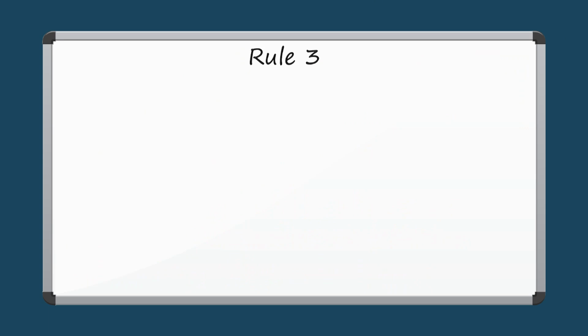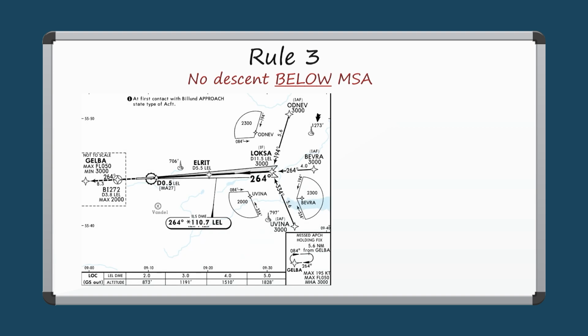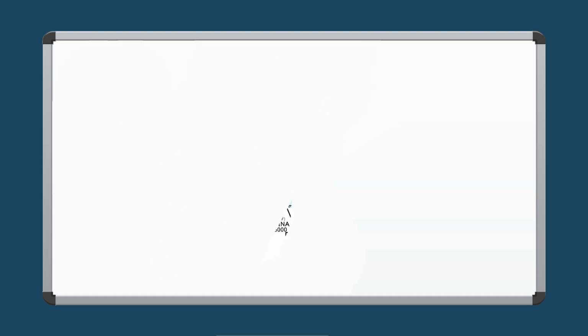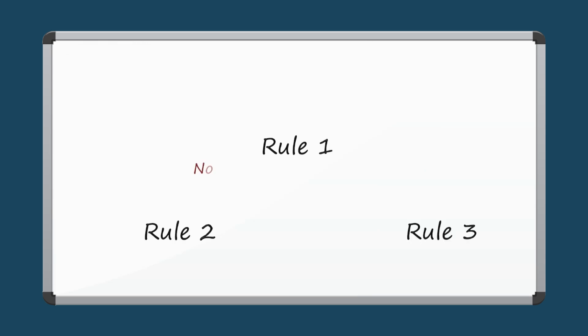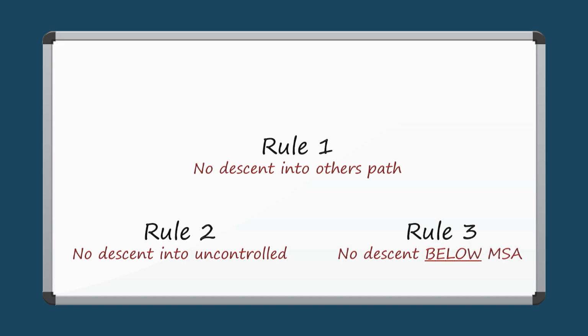Rule number 3. You may not descend airplanes below the MSA. Again, it is important to know how high your MSA is at your airport. 2,300 and 2,000 feet are your altitudes in this case, but this we've already covered to a certain extent in the MSA chapter, so this really should not be news for you. Those are the 3 most basic rules. Don't descend into other people's path, don't descend into uncontrolled airspace, don't descend below MSA.